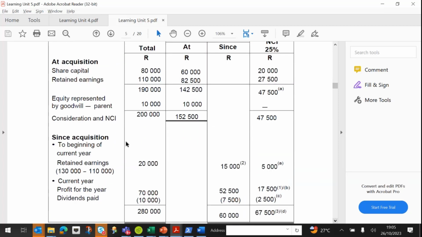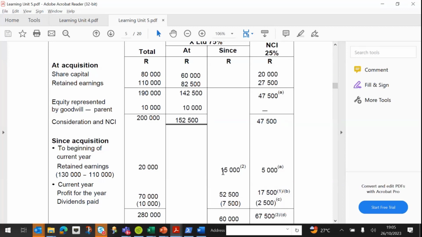Okay, like this, right? Retained earnings. The total is 20, but because it's a 75% holding, you spread it out. So you split it between 15,000 and 5,000. So in the same way, in your calculation, you also multiply it by the percentage holding to get your answer.